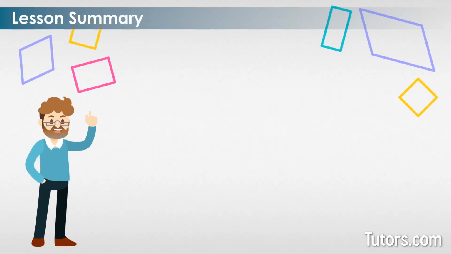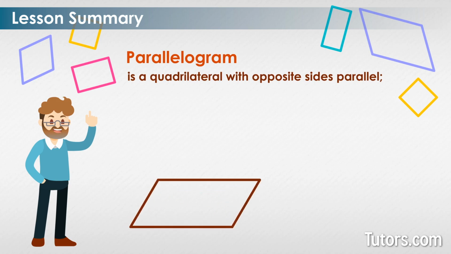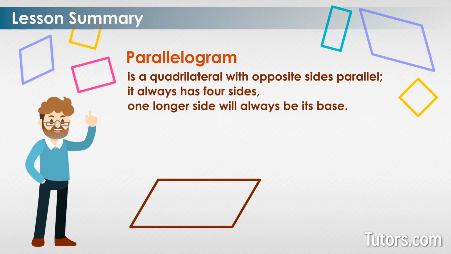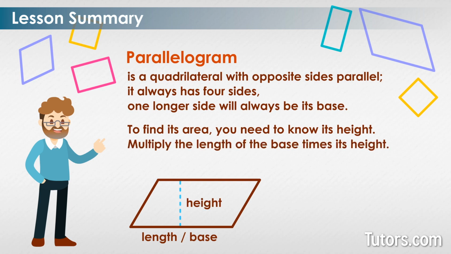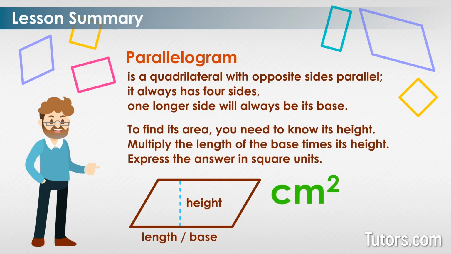We have reviewed what a parallelogram is, what its parts are, and how to find its area, which is always written in square units. The parallelogram is a quadrilateral with opposite sides parallel. It always has 4 sides, and one longer side will always be its base. To find its area, you need to know its height. Multiply the length of the base times its height, and express the answer in square units.